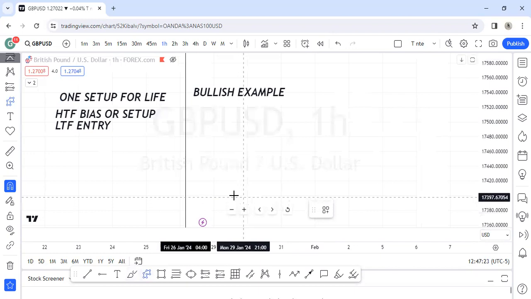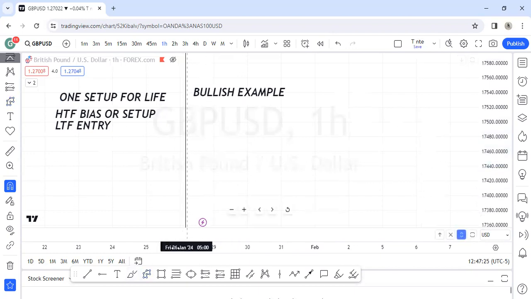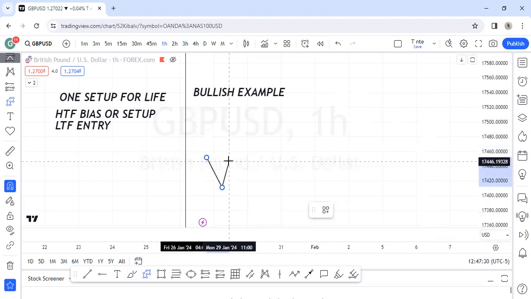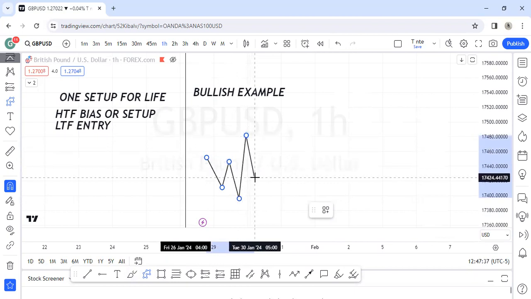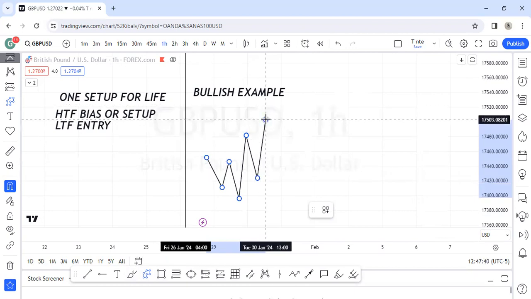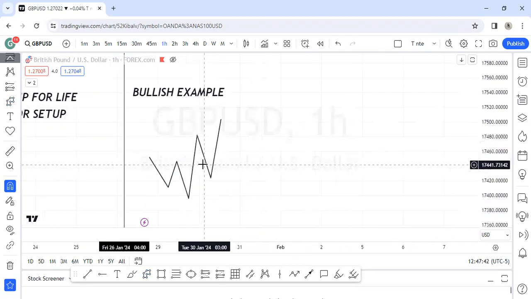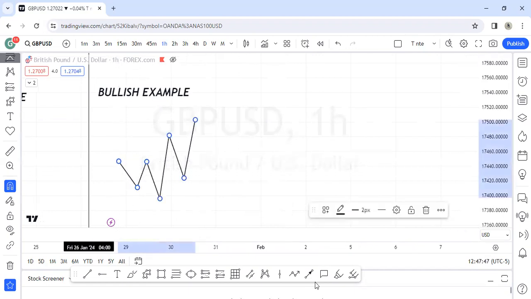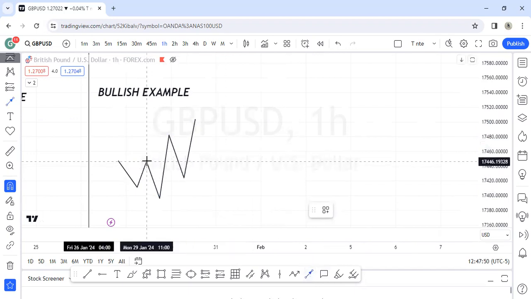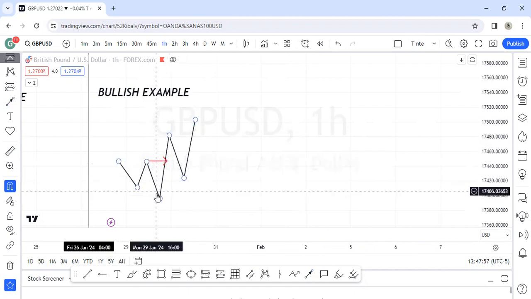When the market creates some kind of change of character, we have the market do something like this and then break another one. So now this is the trading model. Market was bearish and then it gives that break of structure or change of character here. So you see your change of character here. This is the one setup for life.